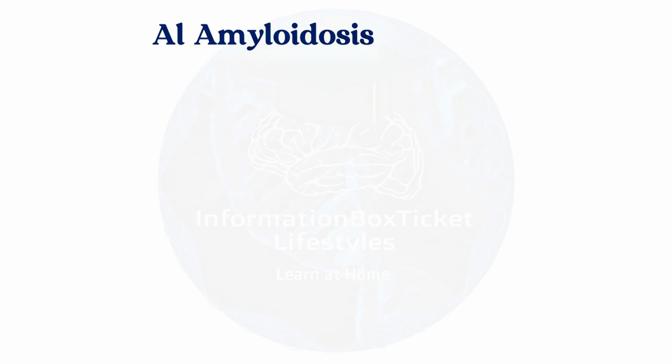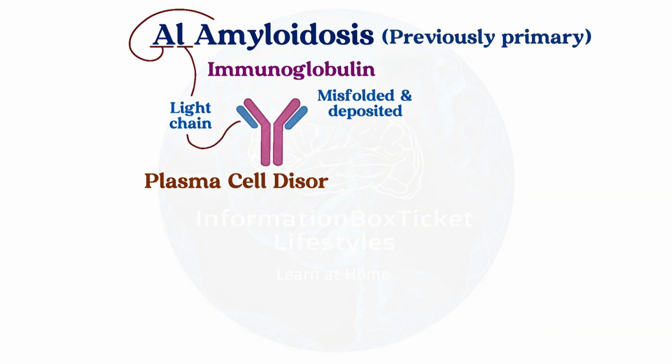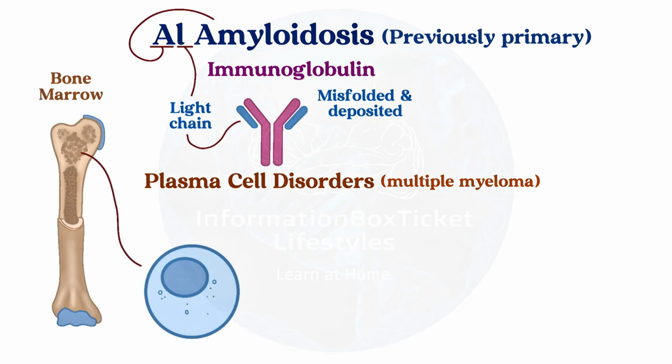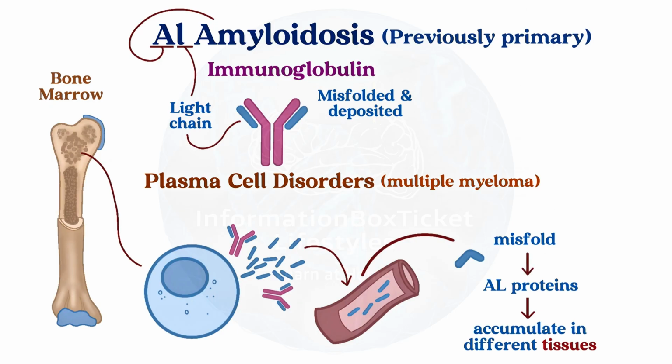So, AL amyloidosis, which was previously called primary amyloidosis, is named such that A stands for amyloidosis, and L represents the immunoglobulin light chain that becomes misfolded and deposited. In plasma cell disorders, such as multiple myeloma, plasma cells in the bone marrow produce an excess of light chains compared to heavy chains, and these extra light chains spill into the bloodstream. Because of the large number of light chains, some of them misfold into AL proteins and accumulate in different tissues.